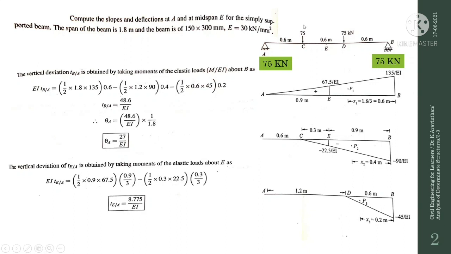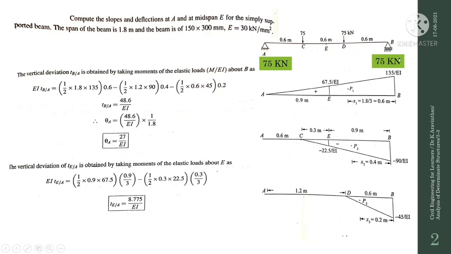Okay. And at the point E, 75 into the distance, which is 0.3. So 75 into 0.3 will be minus 22.5 divided by EI. So you can connect this. This is the moment due to the 75 kilonewton load, and the last load, which is 75 kilonewton at the point D.